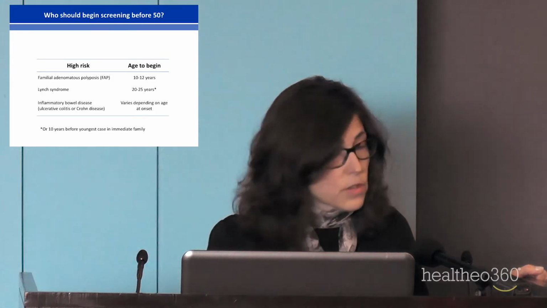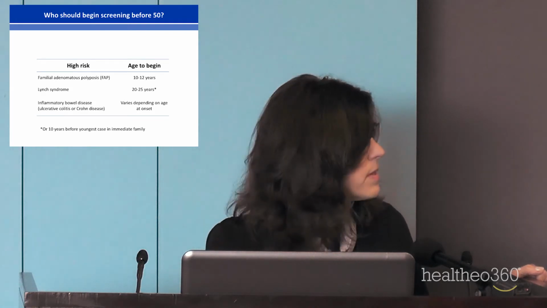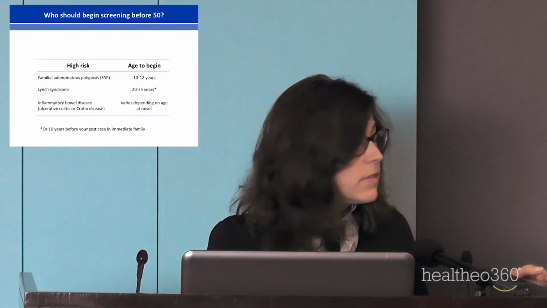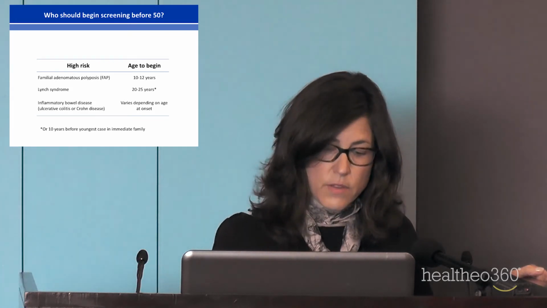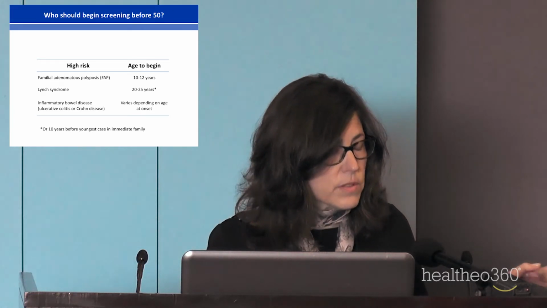People with a first-degree relative, which is a parent, sibling, or child who's been diagnosed with colorectal cancer or even adenomas should begin screening in their 40s. And it's clear that a lot of people don't realize this.